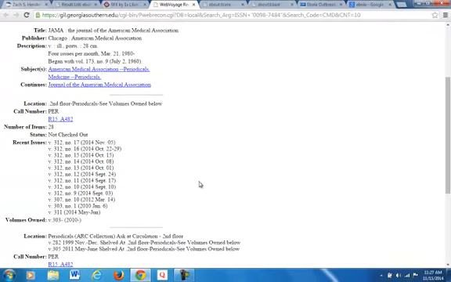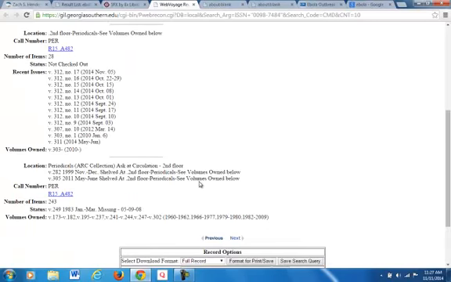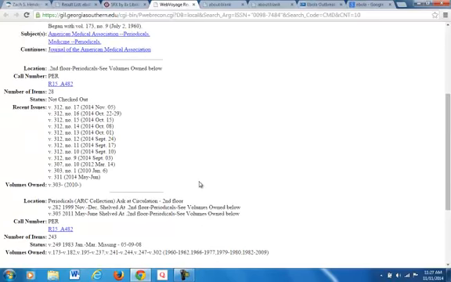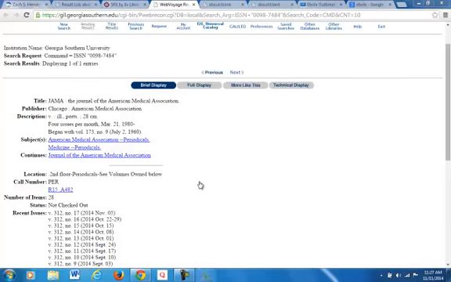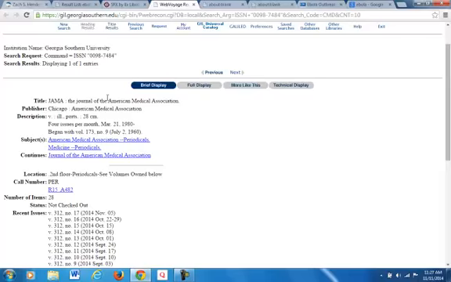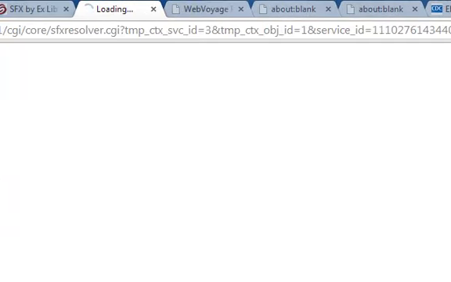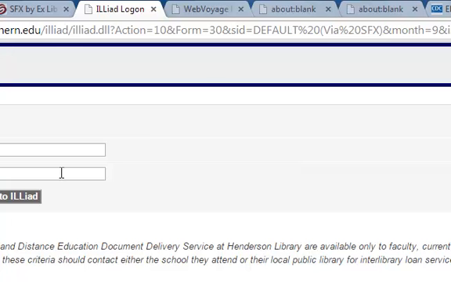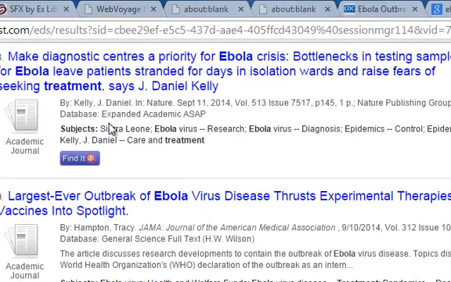So this one's at the library in print, and I can go check out the magazine, it looks like. And then let's see if the interlibrary loan, I'm supposed to log in, so I can't do that.